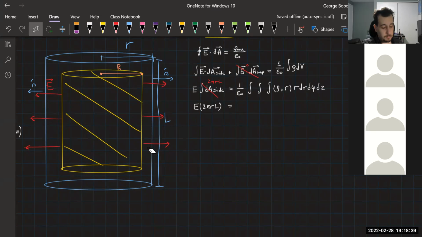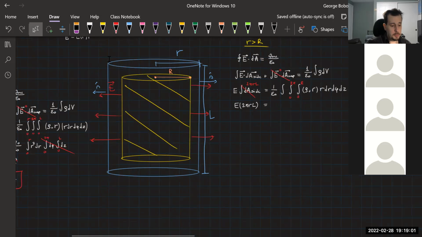For R, it would be from 0 to the capital R. And then phi would be 0 to 2 pi. Z would be, it's not L, but I don't know what's the inside. It is L. It's my bad here that I've done this.